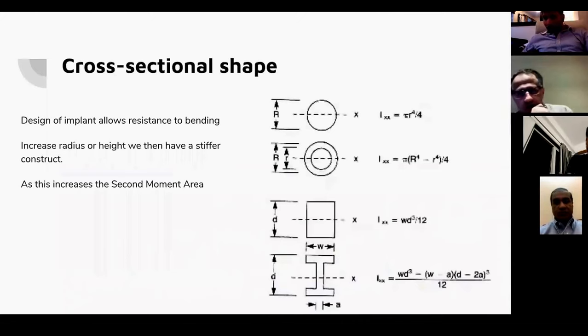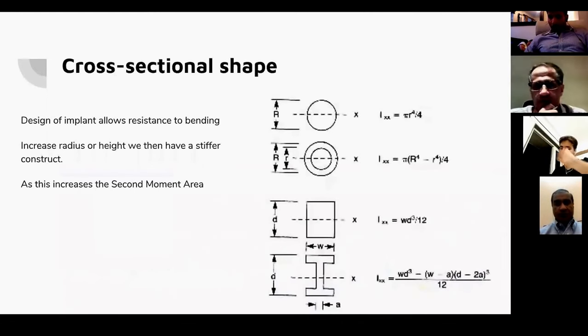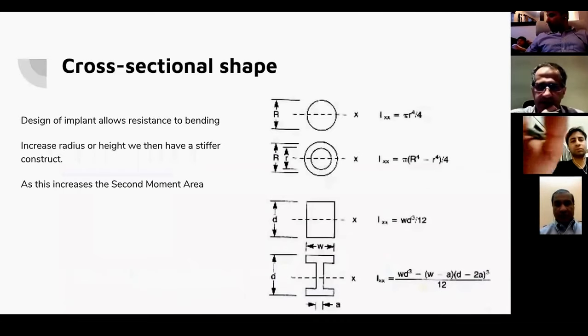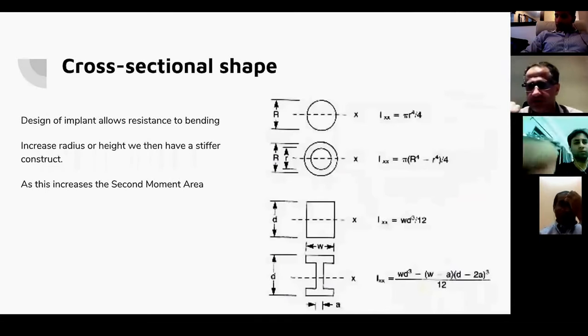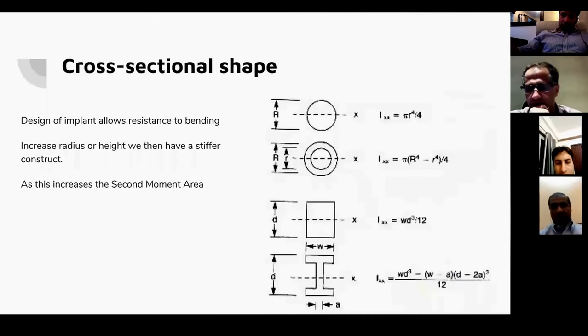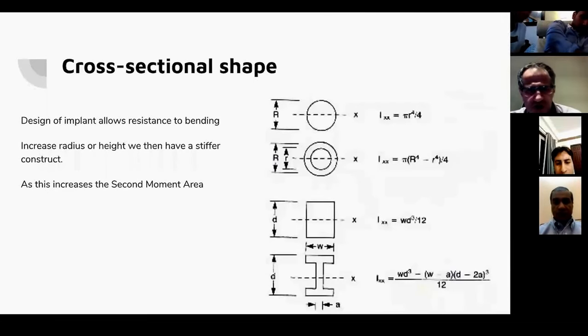But essentially, they're all dependent on the cross-sectional shape of your property. Okay, so the design of your implant allows resistance to bending. For example, if you're using a rod and you increase the radius of the rod, you have a stiffer construct using your second moment of inertia. That formula is pi r to the power of 4 divided by 4. And that's quite a significant number to remember, because if you double the radius, you're multiplying stiffness by a factor of 16.